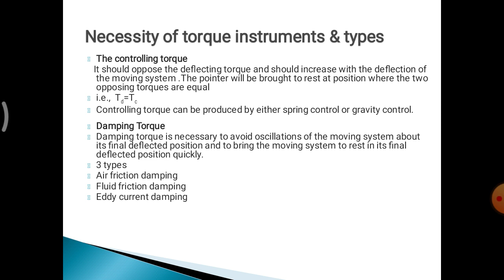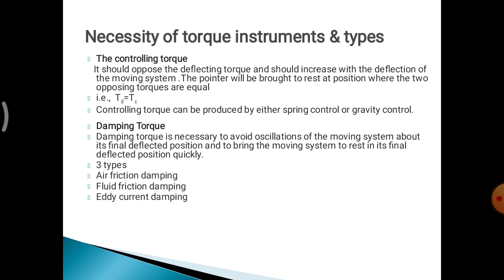So something controlling should be there. Whenever a force is there, an opposite force should be there. That is given by whom? Controlling torque. Whenever the deflecting torque and controlling torque become equal, that is your exact true value to take the readings. That is TD equal to TC. And controlling torque can be produced by either spring control action, as some instruments have, or gravity control action, as other instruments have.